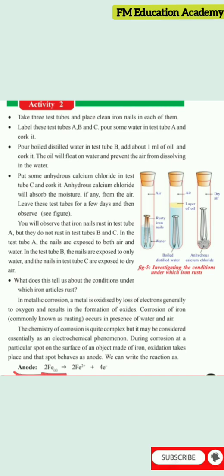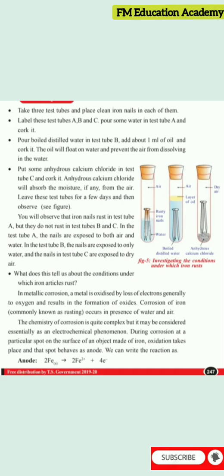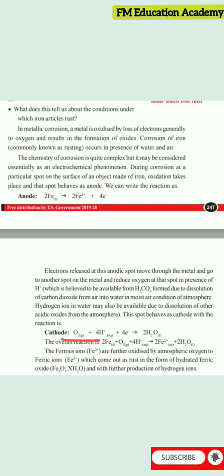At anode we have 2Fe becomes 2Fe2+ plus 4 electrons. If you want, you can write it. This is extra. Okay, and you can also write the reaction at cathode. The reaction at cathode is O2 plus 4H+ plus 4 electrons giving rise to 2H2O. Okay, and then if we add, the overall reaction we get is 2Fe plus O2 plus 4H+ giving rise to 2Fe2+ plus 2H2O. Okay, you can write this point.